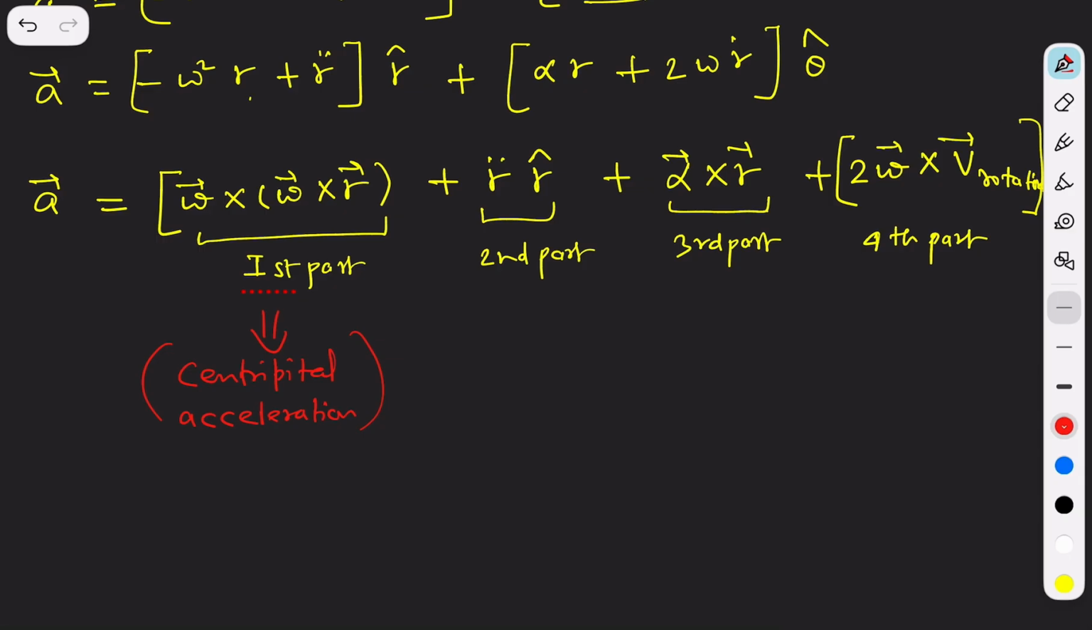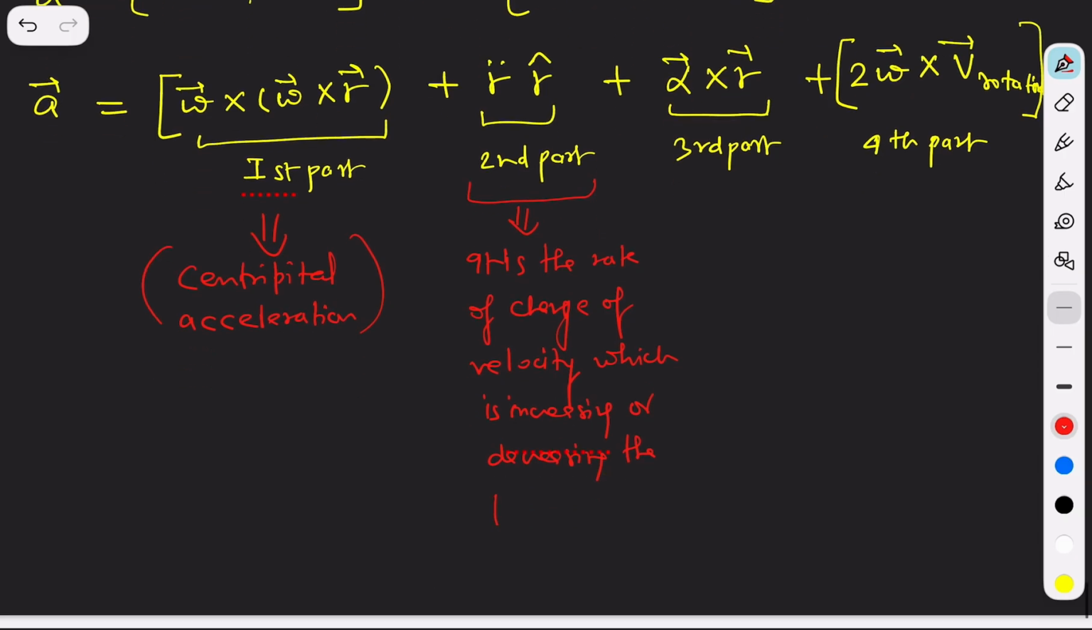Then, guys, this second part. This is basically the rate of change of velocity which is increasing or decreasing the length of the position vector.